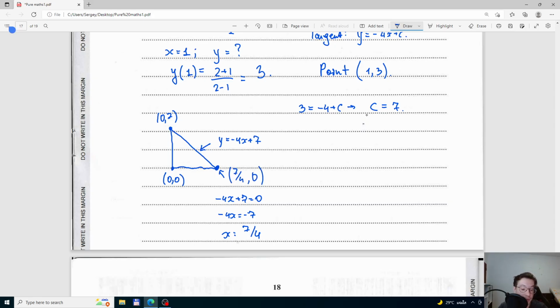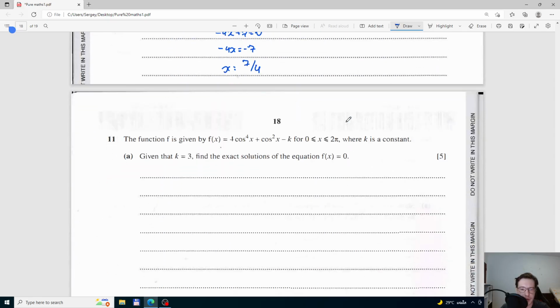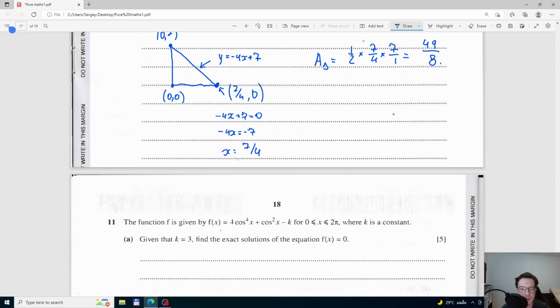And now we can find the area of this triangle using the formula base times height over 2. So the base is going to be 7 over 4, and the height is 7. So it's 49 over 8. Okay, find the area of the triangle. Okay. I will state it as my answer.